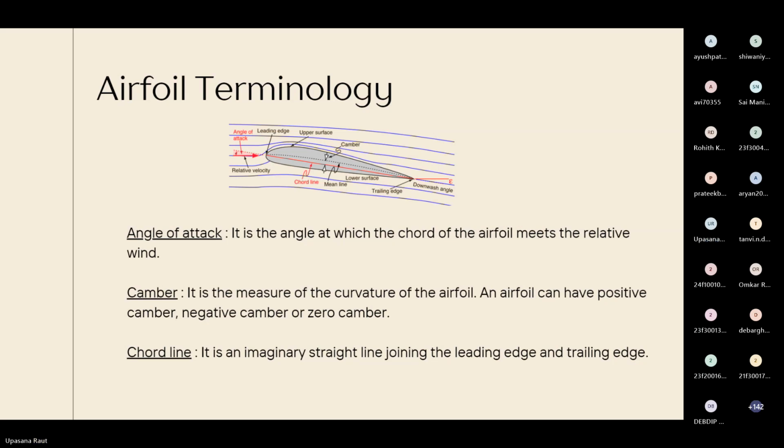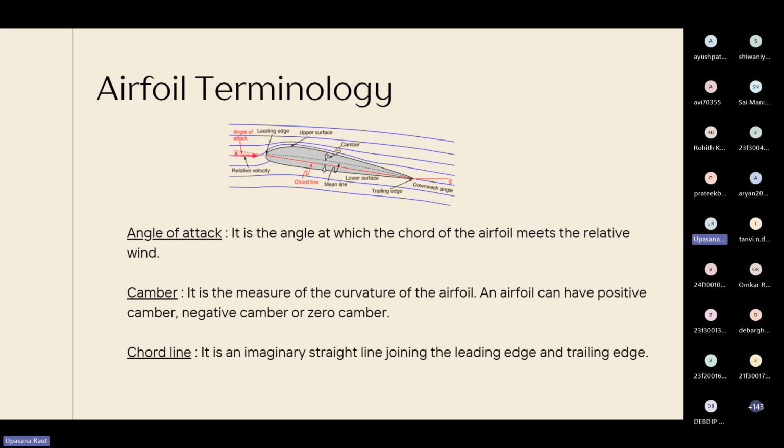So airfoils can have different curvatures, they can bend in different ways, again based on the usage of the airfoil. So camber can be positive, negative, or there can be no camber for the airfoil. So now, angle of attack. What is the angle of attack?